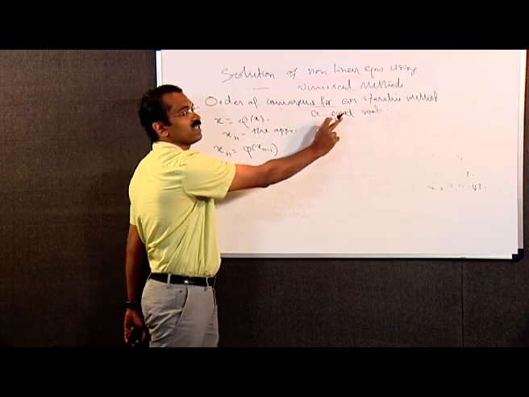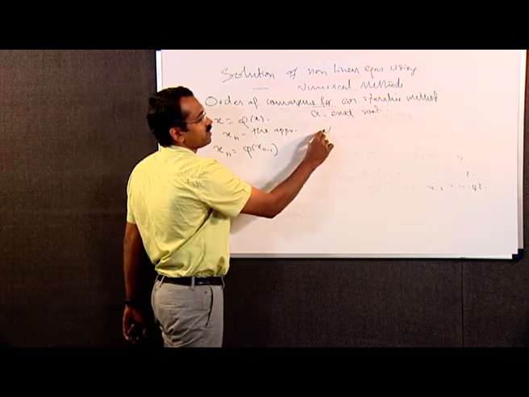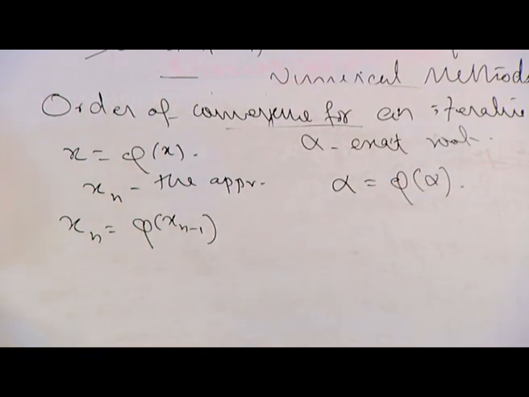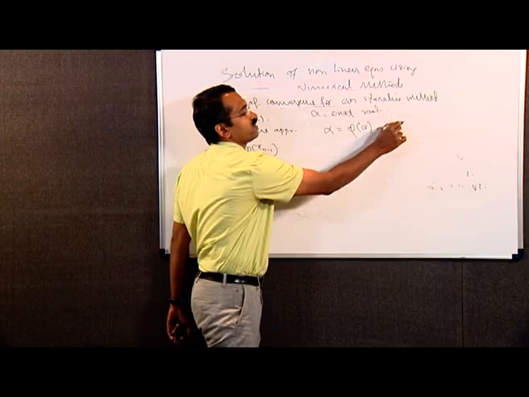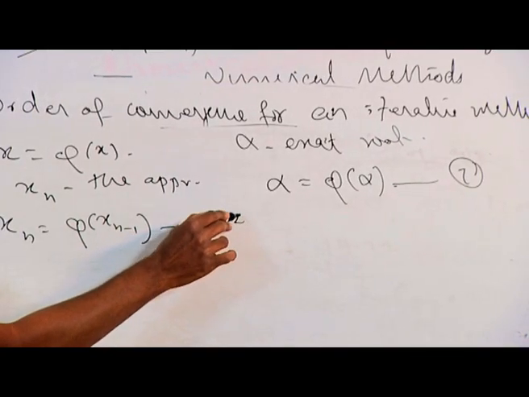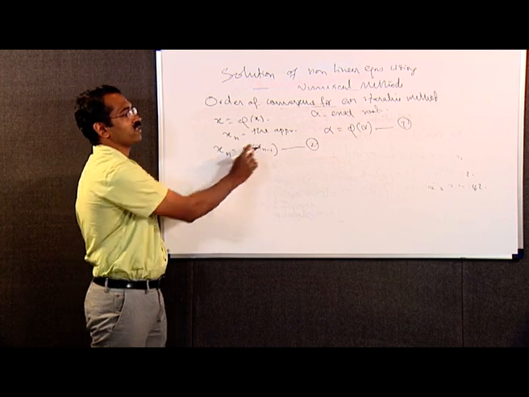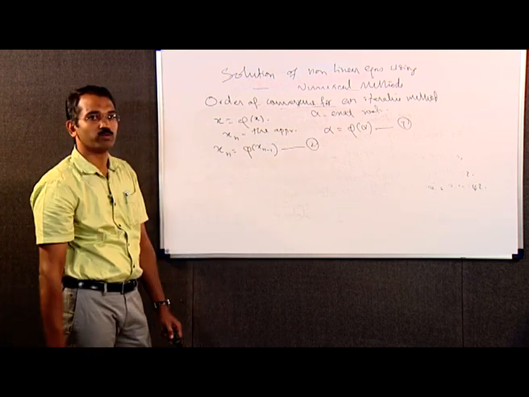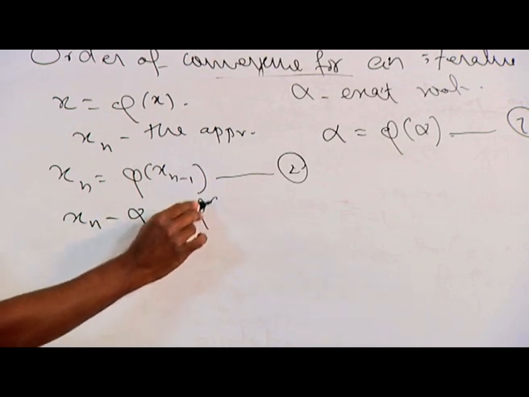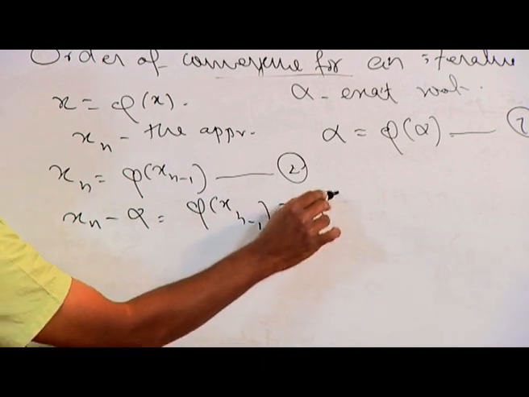Since alpha is the exact root of the given equation, we can write alpha is equal to phi of alpha. This is equation 1. Let it be named as equation 2. Now, we subtract equation 1 from equation 2. We will get x n minus alpha is equal to phi of x n minus 1 minus phi of alpha.